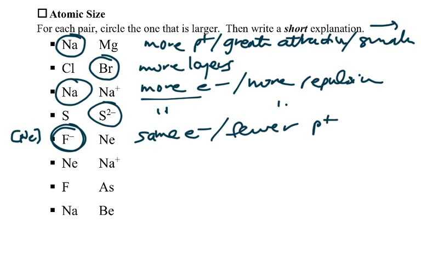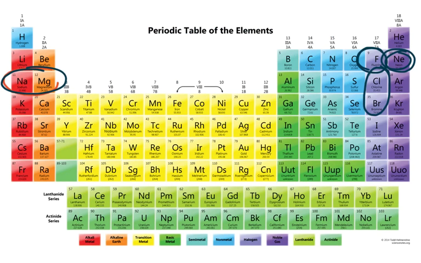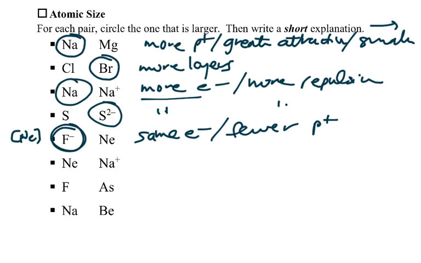Okay, Ne and Na plus. Now we're talking about Na plus and Ne. So they're next to each other. So again, they both have neon configuration. They both have the same electrons as neon. So again, the same number of electrons. So who has fewer protons? Neon has 10, sodium has 11. So neon is the larger one.